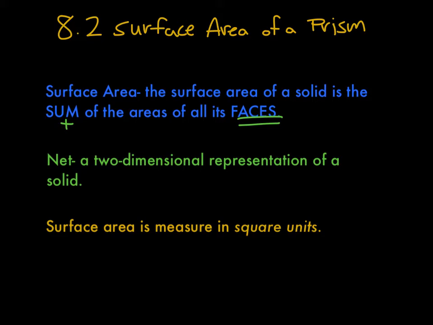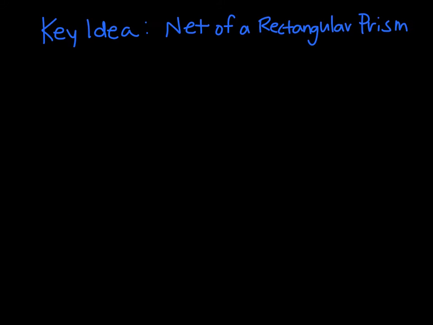And then a net is a two-dimensional representation of a solid, which is kind of when you unfold it. What does it look like unfolded? And then the surface area is a measure in square units. So we're going to be measuring things using square units. Our key idea is the net of a rectangular prism.